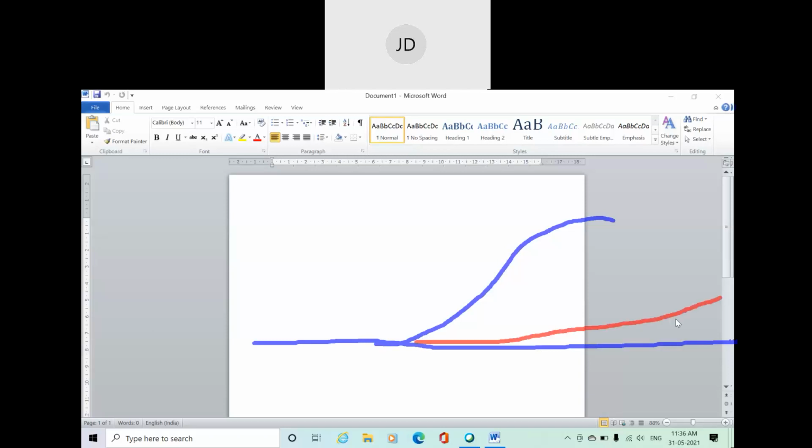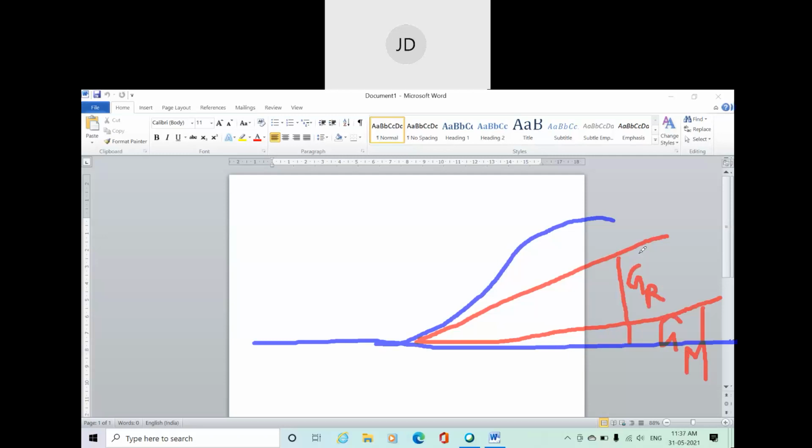Suppose this is your minimum gradient, G minimum gradient provided in the station yard, okay. And this is your ruling gradient. So I told you that ruling gradient is higher than minimum gradient, okay. So this amount of slope is provided in the station yard, and this is the ruling gradient.